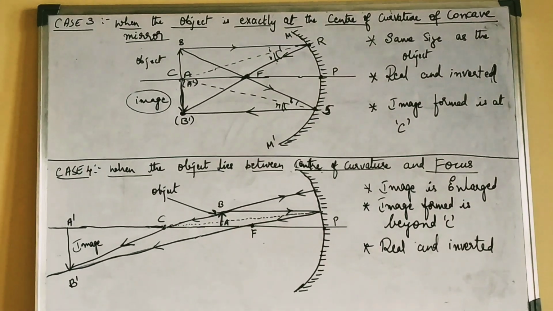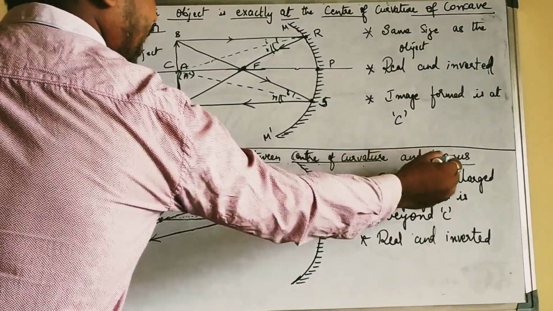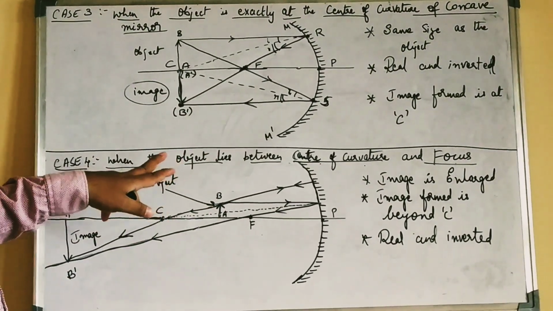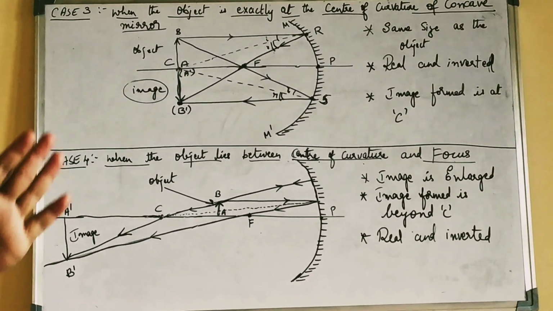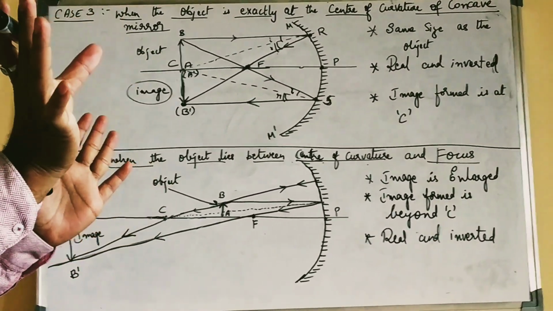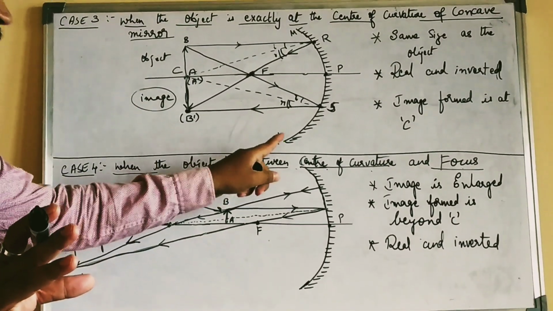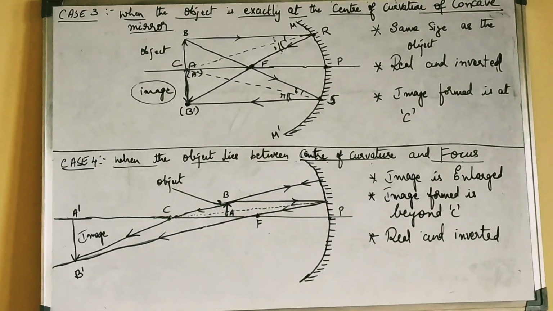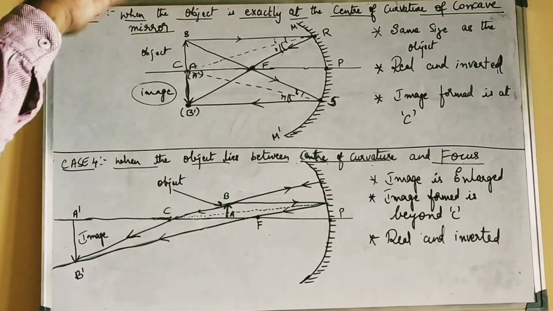Next, case 4. When the object lies between center of curvature and focus. So this is contradictory to the second case. So what was the second case? When the object is beyond C, you are expecting the image between C and F. Now, the object is between C and F. Obviously, the image has to be beyond C. So it is what? The contradictory to case 2.